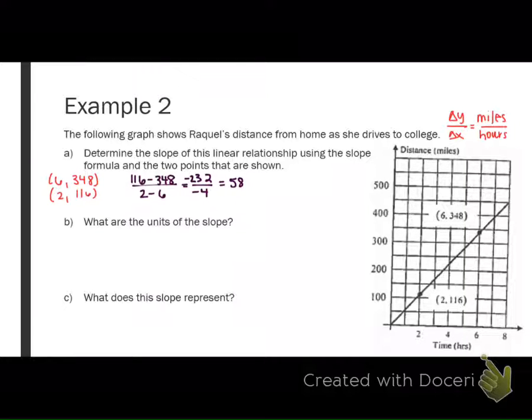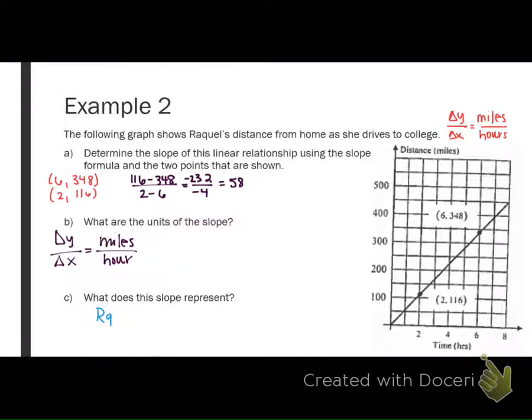So what are the units of the slope? What did we just say the units of our slope are? Jordan, what are the units of our slope? 58. Units for our slope. We already talked about this. Miles over hours. Yeah, it's change in y over change in x, and we said that's miles per hour. Okay, so what does this slope represent? What is the meaning of our slope, RC? What does that 58 mean? Going 58 miles per hour. Yeah, Raquel is driving 58 miles per hour.